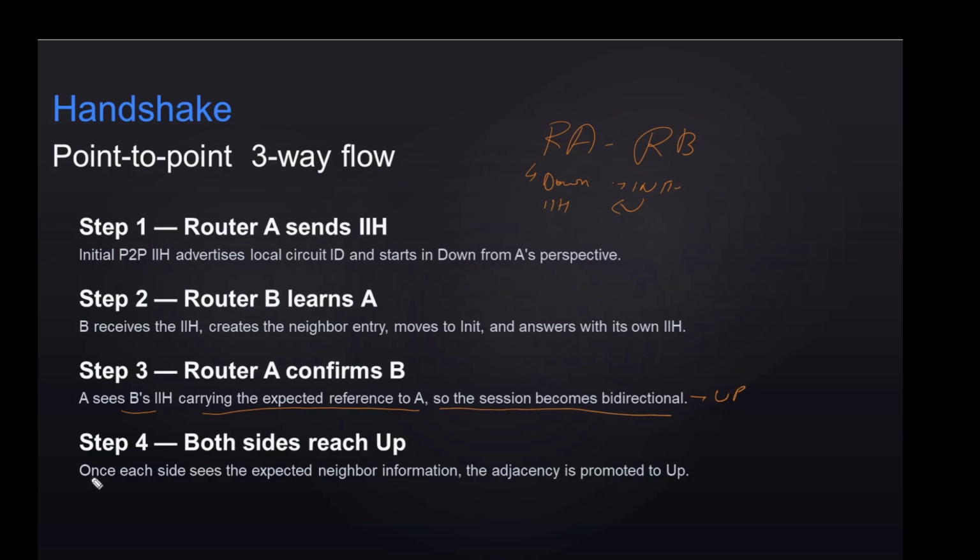Like it says in step 4, once each side sees the expected neighbor information, the adjacency is promoted to up state. Once router A sees its system ID in the IIH it receives from router B, the next hello message that it sends will have the adjacency state as up, and with that, router B will know that router A has received its hello message, and both sides can now reach the up state.